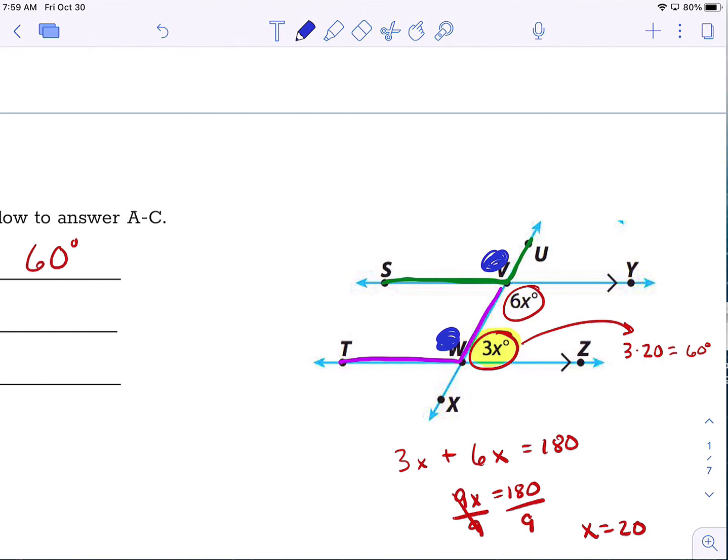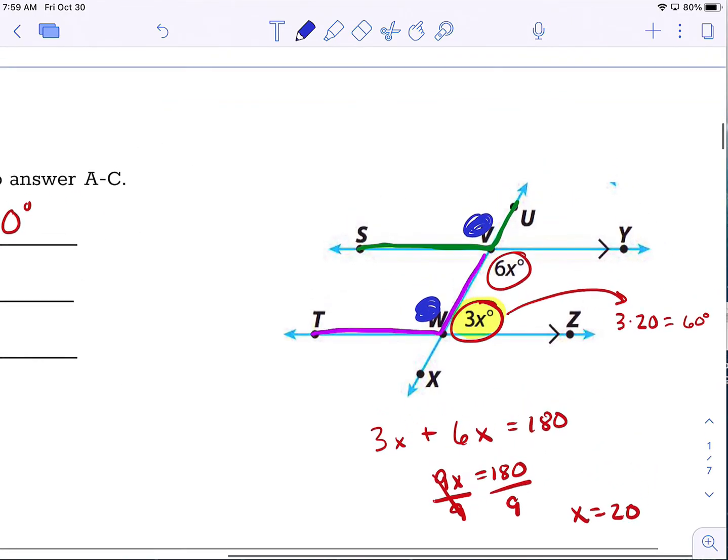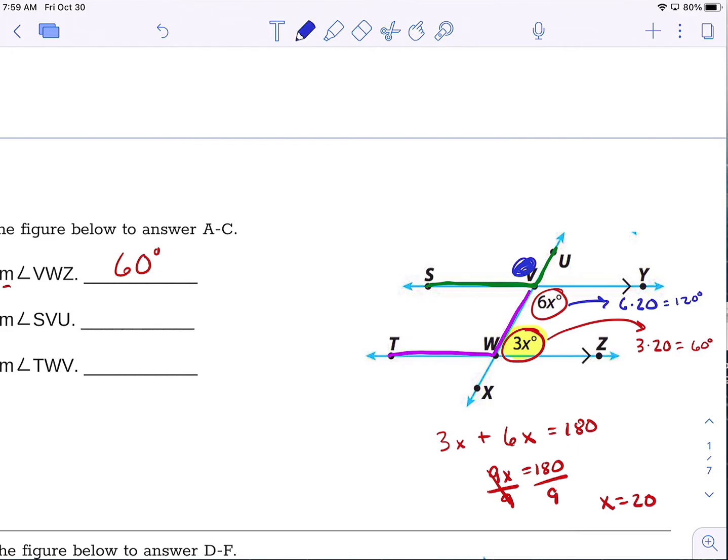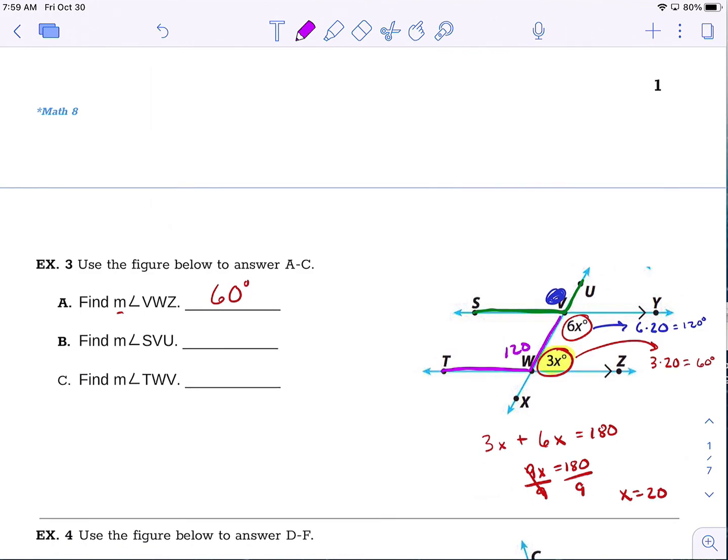We know x is 20. So, if I know x is 20, let's do this. What's this angle? Well, it's not going to be 6 times x anymore. It's going to be 6 times 20. 6 times 20 is 120 degrees. So I know that angle is 120. If I know that angle is 120, I know this angle, TWV, is 120, because those two angles are alternate interior angles. If that's 120, then that means, whoops, didn't mean to erase that. Then that means this is 120 as well, because those are corresponding angles.